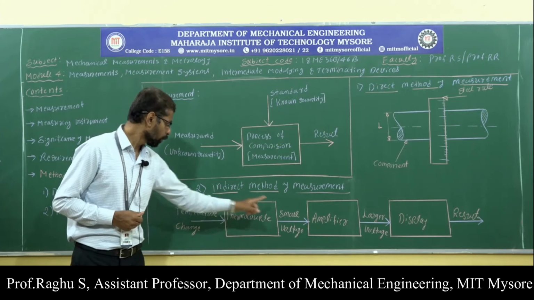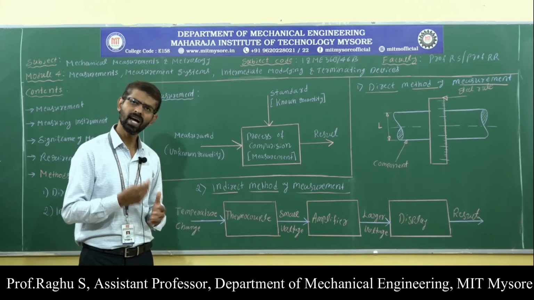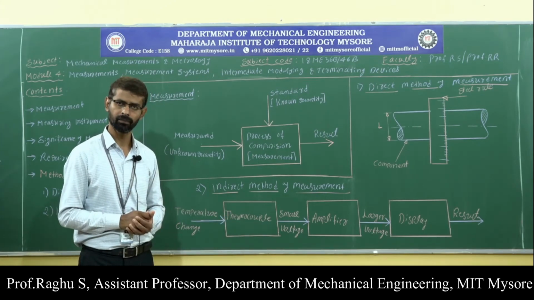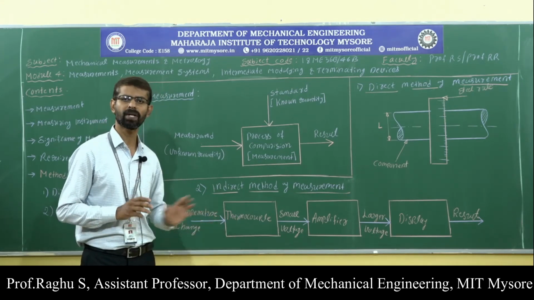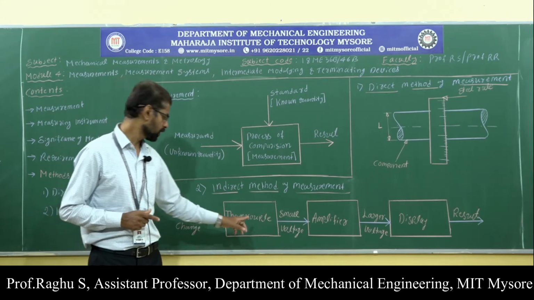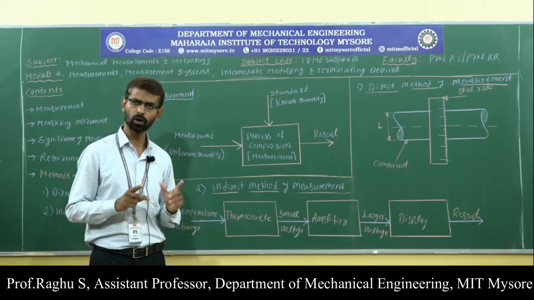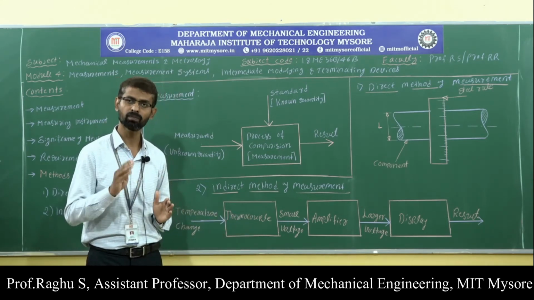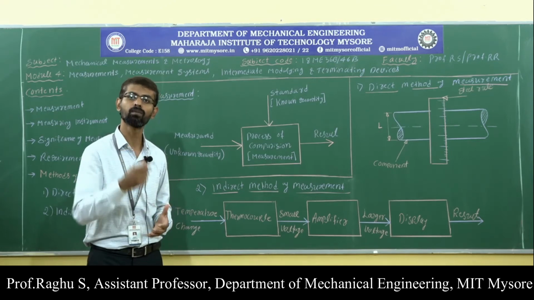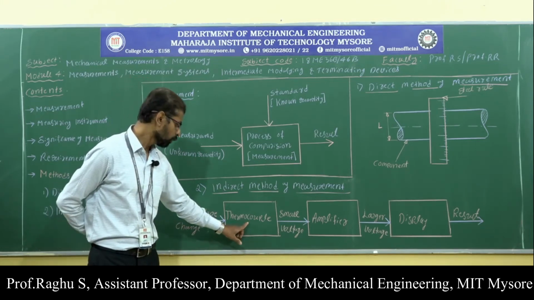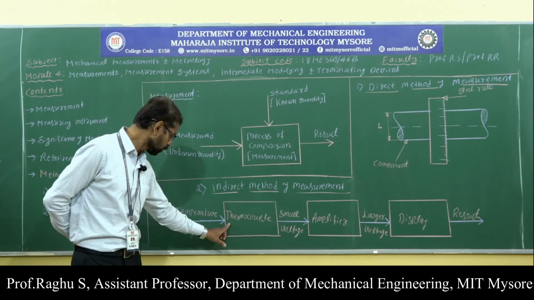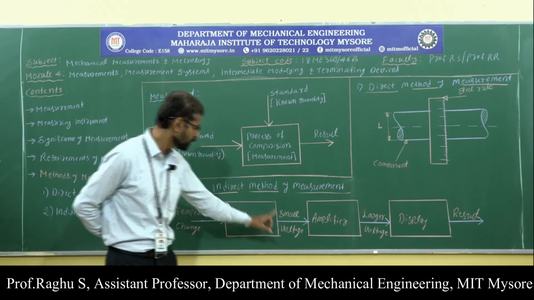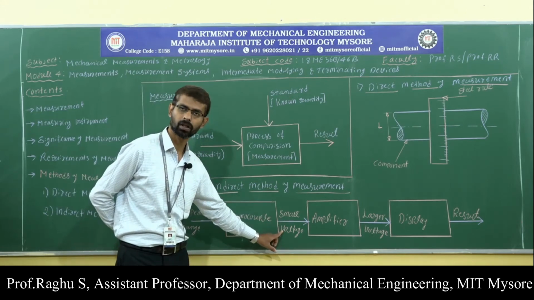Here, this block diagram shows the indirect method of measurement. Consider an example for measurement of temperature. Temperature is measured by using a thermocouple. A thermocouple is a measuring instrument which measures the temperature in terms of voltage. It detects the small change in temperature and converts that change into voltage.